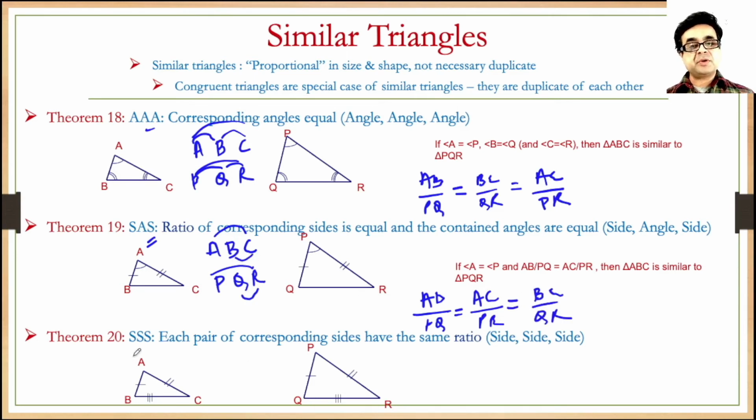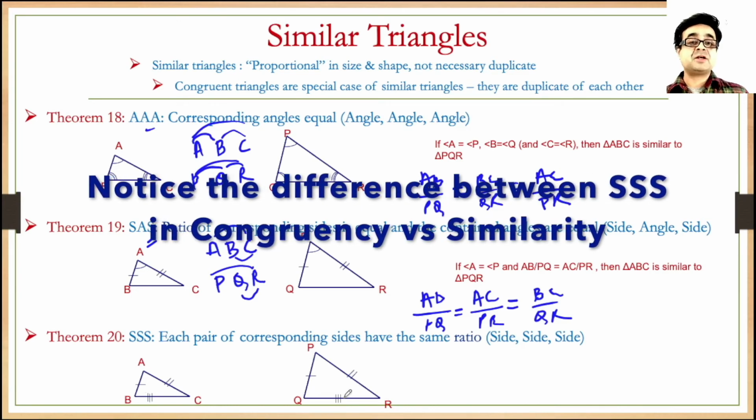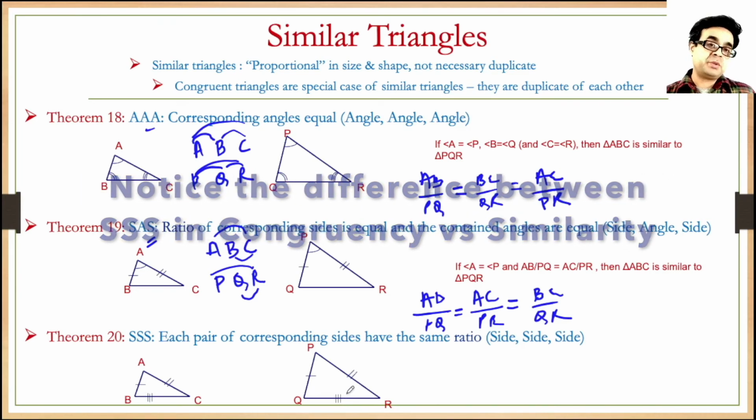And the third property is SSS, which means that if each pair of corresponding sides have the same ratio, so side AB divided by side PQ equals side AC divided by PR equals side BC divided by QR, then the two triangles would be similar. If that ratio is actually 1, then they would be congruent.